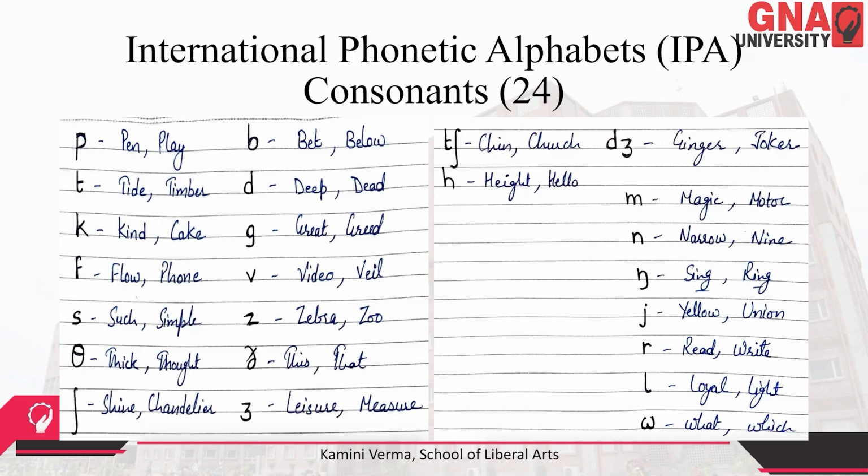Whereas when we are using this one, we are calling it W, as in what. So here R is the prominent sound in write, and here the W sound is the prominent one, and that's why we call it W.